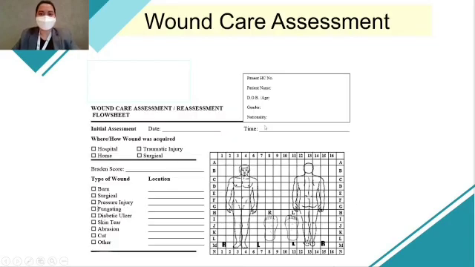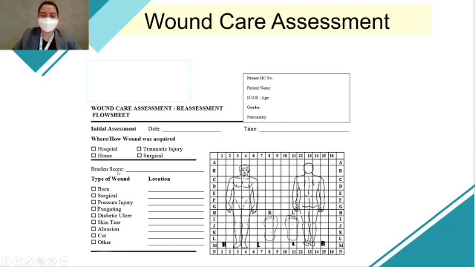Next is the wound care assessment. This one, you can find in your patient's file, in the patient's record. In this assessment, on this side, you will put the patient sticker. Then for the initial assessment, the date when you started doing the assessment and the time. Then you have to answer where or how the wound was acquired. Is it in hospital, at home, a traumatic injury, or is it a surgical type of wound?